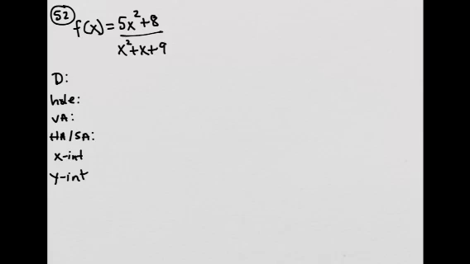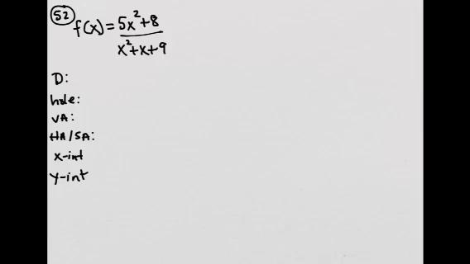Alright, so 52, we're finding the domain, seeing if it has any holes, vertical asymptote or asymptotes, horizontal or oblique, and then I added the intercepts. Okay, so for the domain, we look at, well, first of all, see if anything factors, but this one is prime. Nothing factors in either the top or the bottom. The numerator and denominator are not factorable.